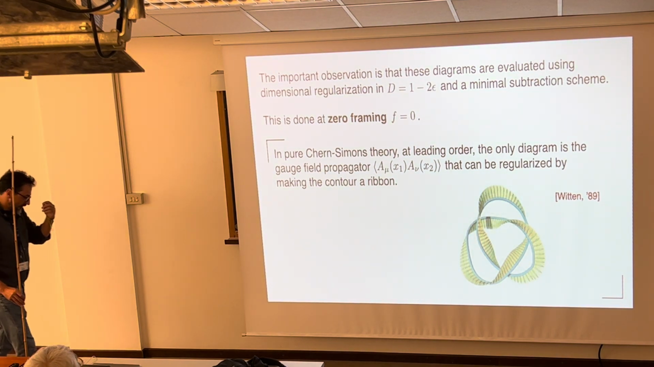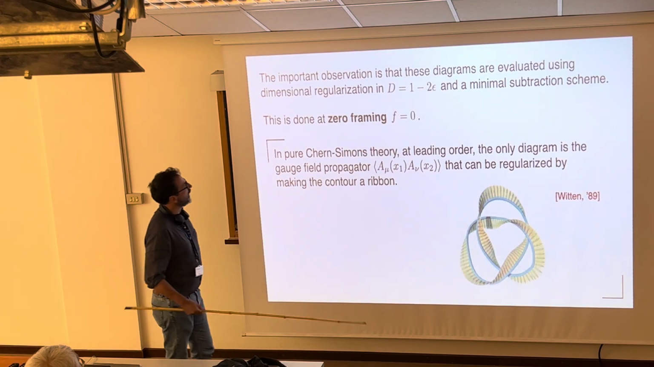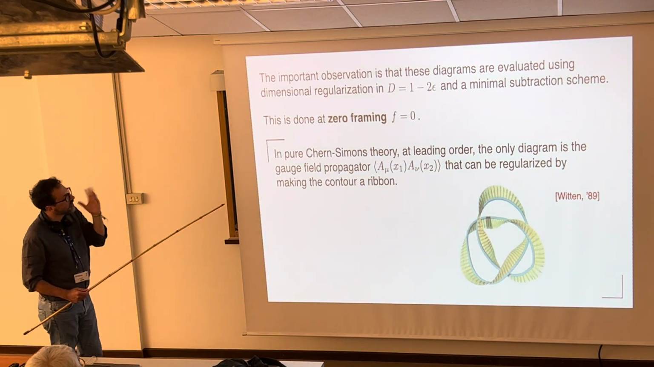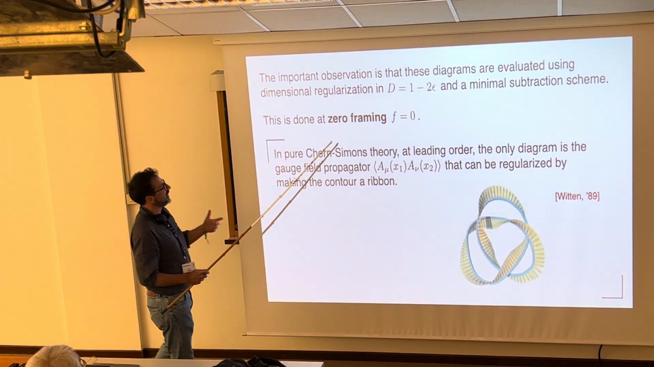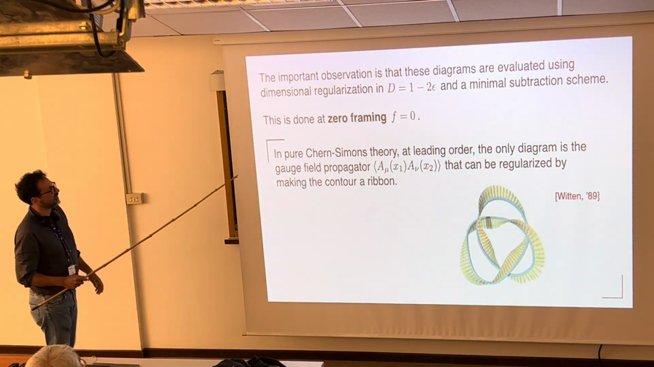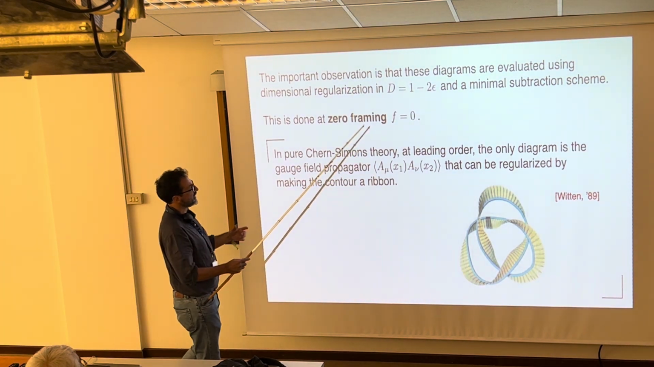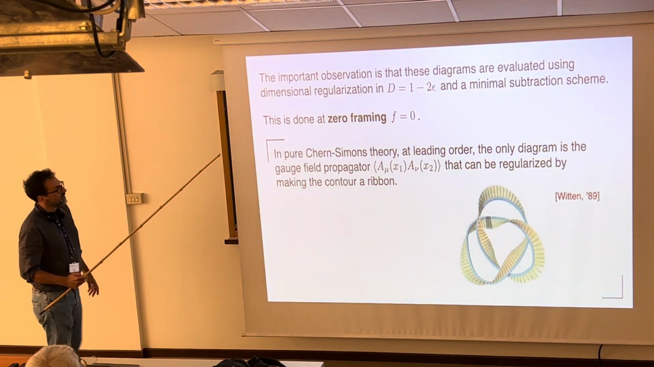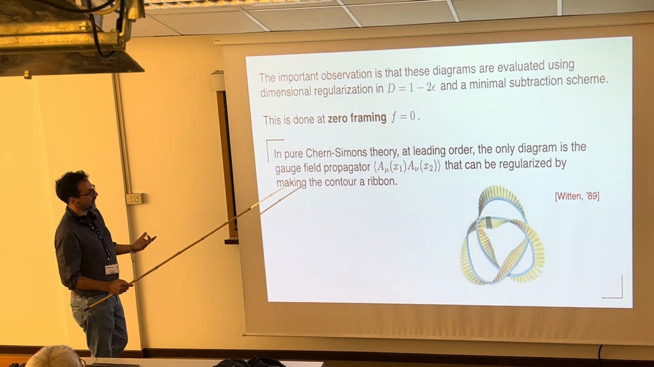But now, rather than focusing on the technicalities of these Feynman diagram computations, I just want to emphasize a point. Of course you need to regulate things, and you do that using DRED, which is dimensional regularization with dimensional reduction scheme, which preserves supersymmetry. But essentially, we do these computations at zero framing, so f equal to 0.